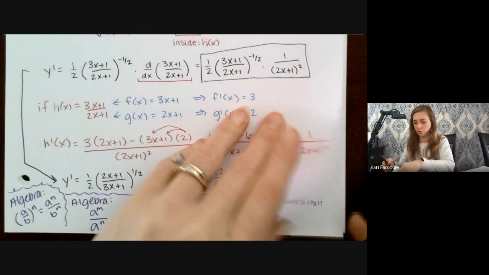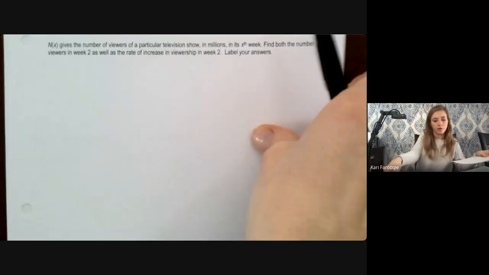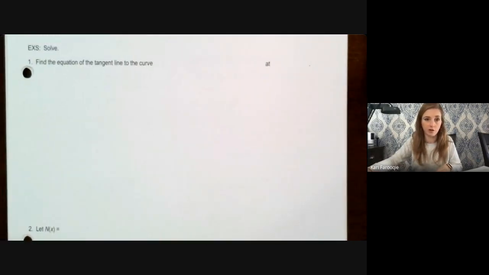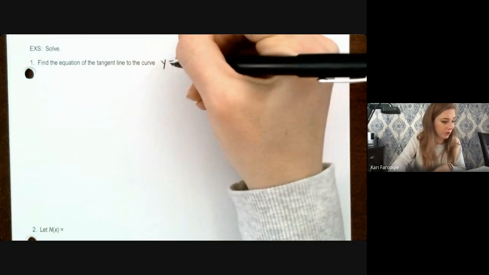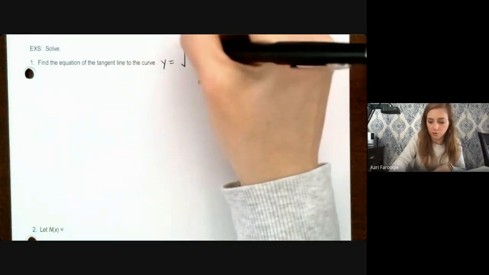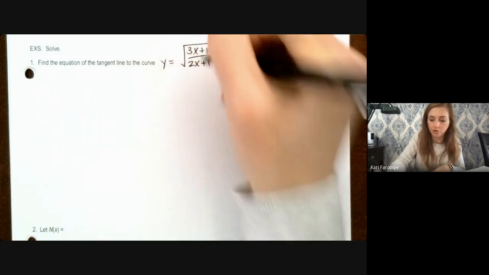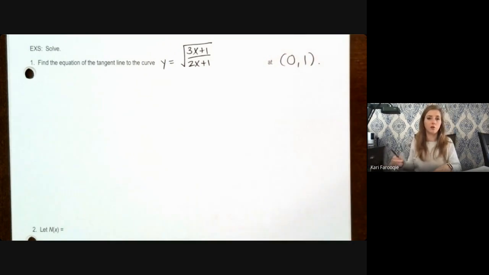We don't have too much left to do here, but we do need to talk about finding an equation of the tangent line to the curve. I'm going to give you the same curve we just went through in the last example because we already found its derivative. The curve is y equals the square root of 3x plus 1 over 2x plus 1, all under the radical, at the point 0, 1.